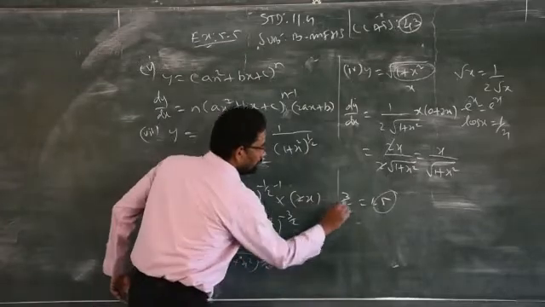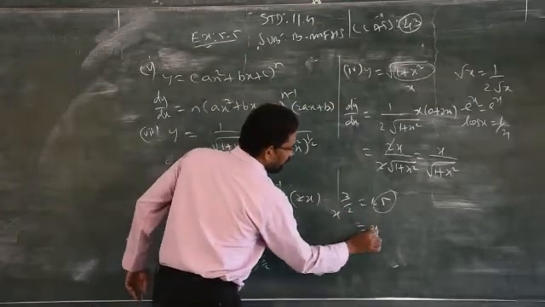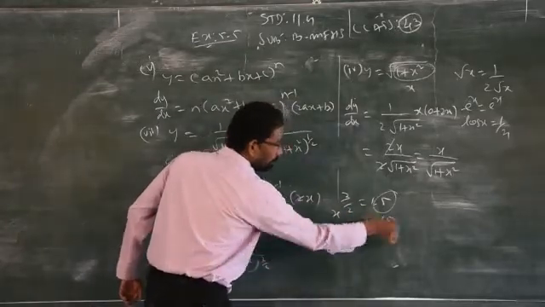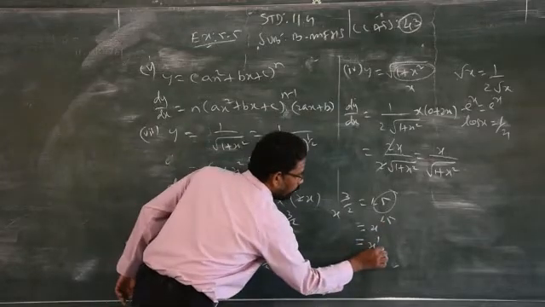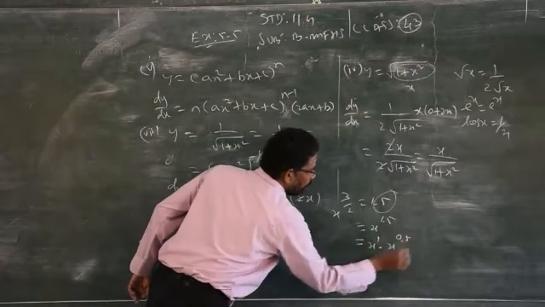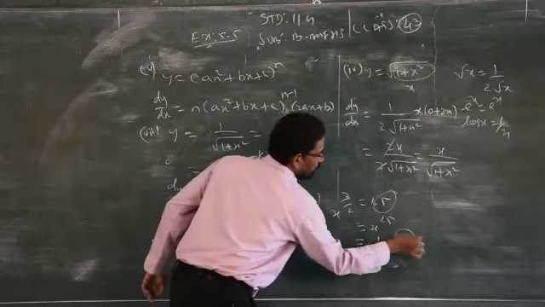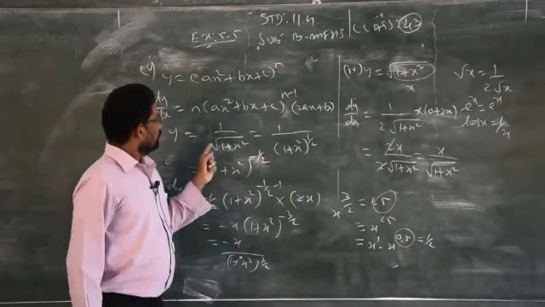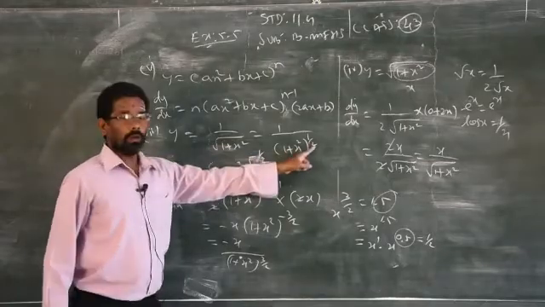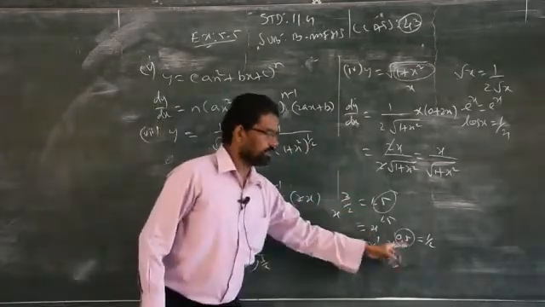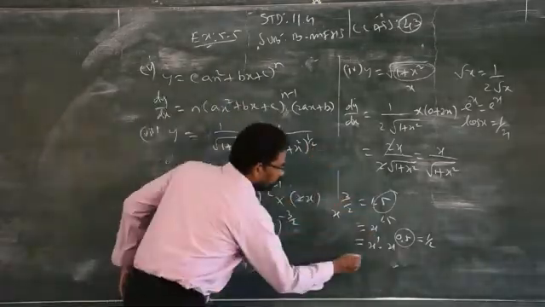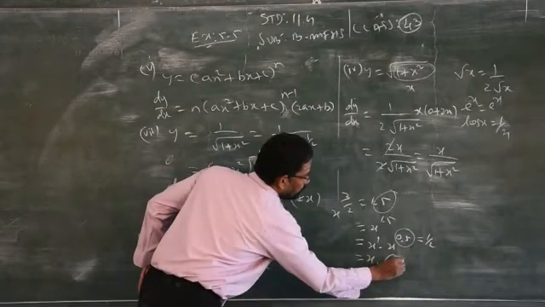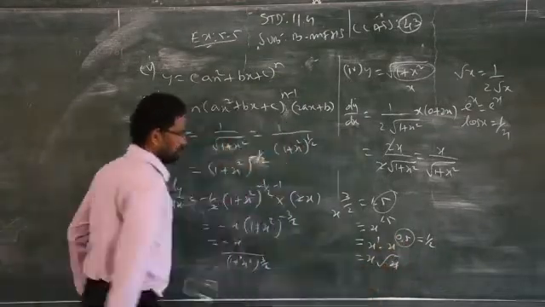Suppose it is x power 3 by 2, you can write x power 1.5. How do you represent this? x power 1 into x power 0.5. The 0.5 is nothing but 1 by 2. The square root symbol stands for 1 by 2. 1 by 2 is how much? 0.5. Therefore, you can write x into root x. This 0.5 is replaced by square root.